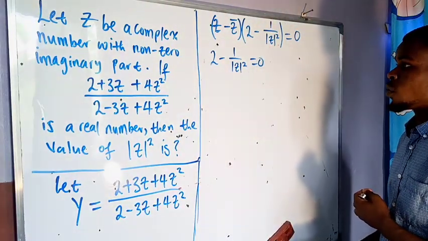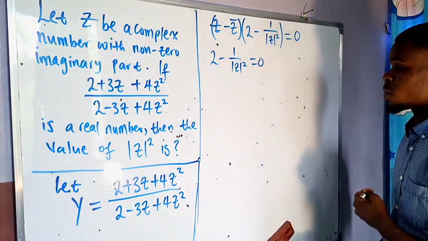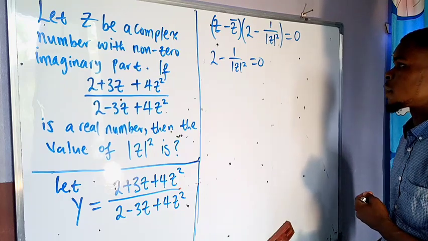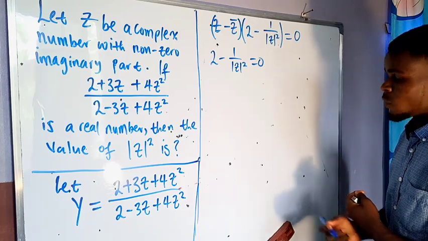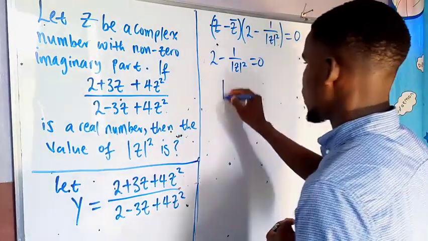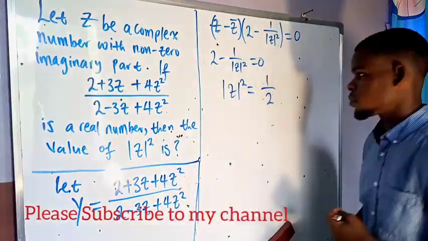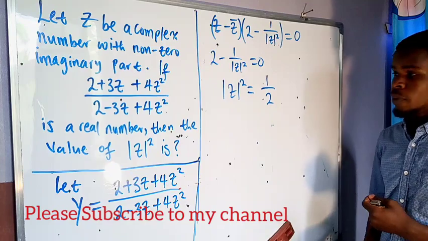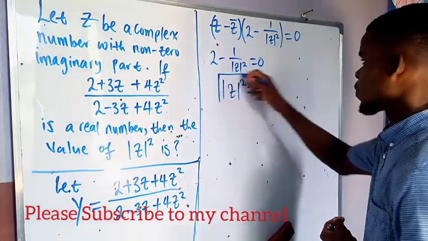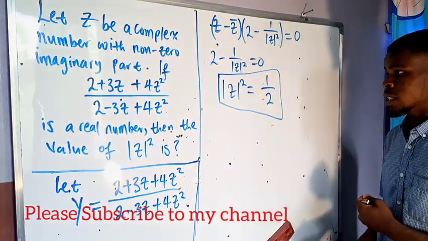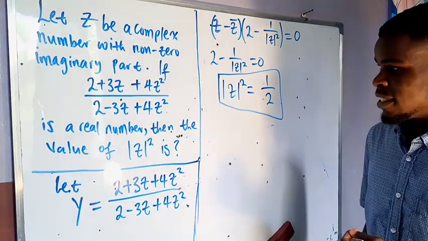Okay, so if that is equal to 0, let's make the modulus of z squared the subject of the formula. That will be by subtracting 2 from both sides, multiplying both sides by -1, and then taking the reciprocal of both sides. That tells us that the modulus of z squared will be just 1/2. So if you subtract 2 from both sides, multiply both sides by -1, and then take the reciprocal, that's what you're going to have. And this right here is the value of the square of the modulus of z, right? So that is it right there.